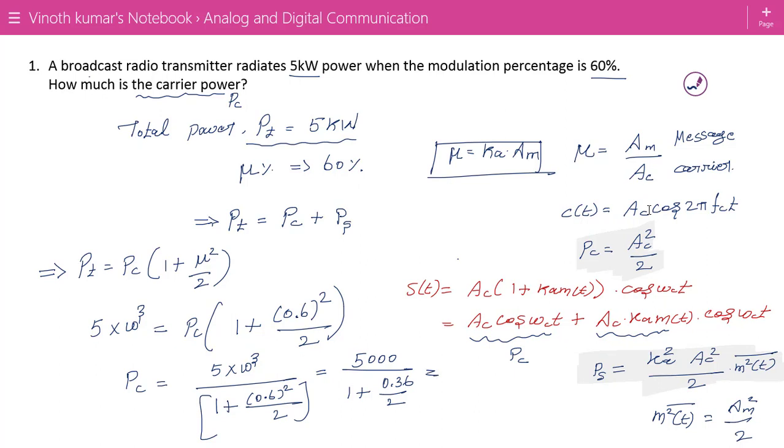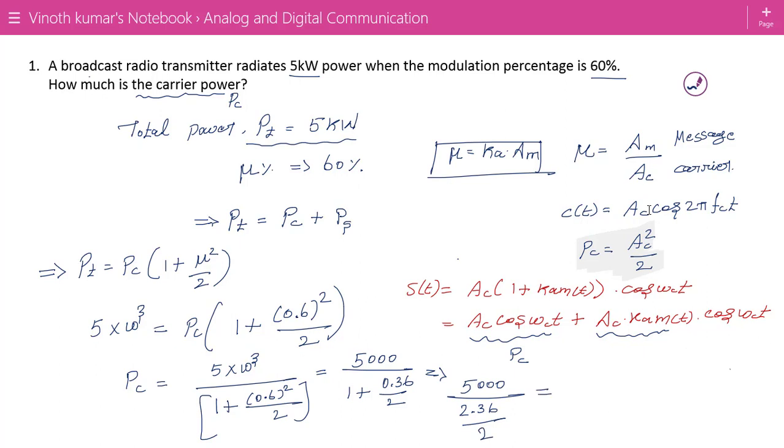And further simplifying this we will be getting the value 4237.28. So this is giving the carrier power as 4.237 kilowatt. So this is the carrier power we have calculated when the transmitter is radiating 5 kilowatt power with the modulation percentage of 60.